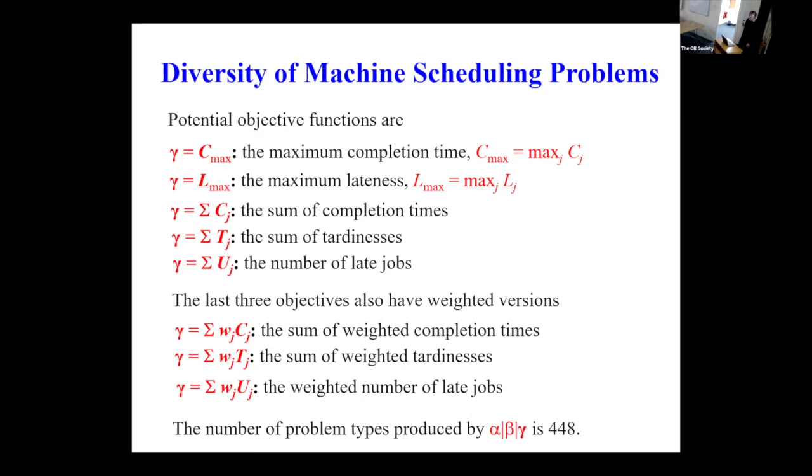Okay, the sum of completion times is another objective function. We want to make all of the customers have their jobs completed as soon as possible. You may want to minimize the sum of the tardiness values, another measure of customer service. Or you might just be interested in minimizing the number of late jobs. And those last three summation measures have weighted versions if some jobs are more important than others. Okay, and you can't see the bottom of the slide, but if you take all the possible combinations of alpha, beta, and gamma that I've shown you, you will come up with 448 different problems, which is what I mentioned earlier on.